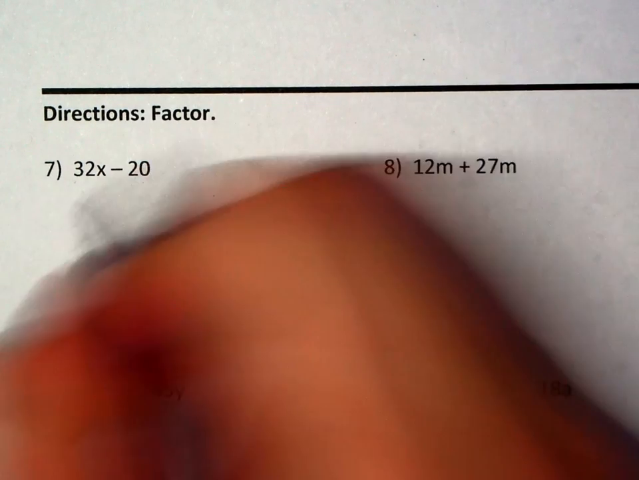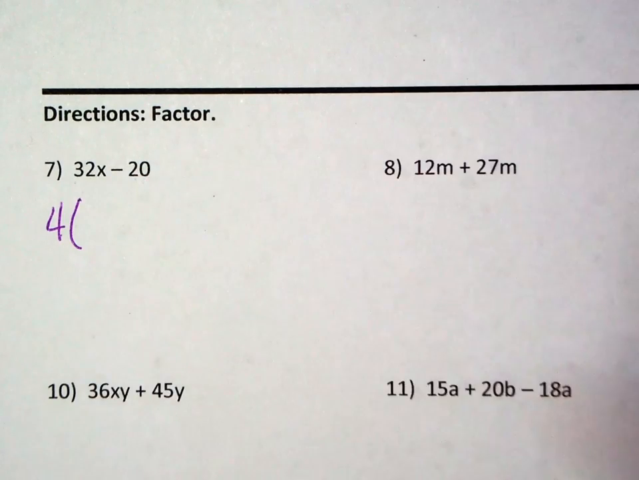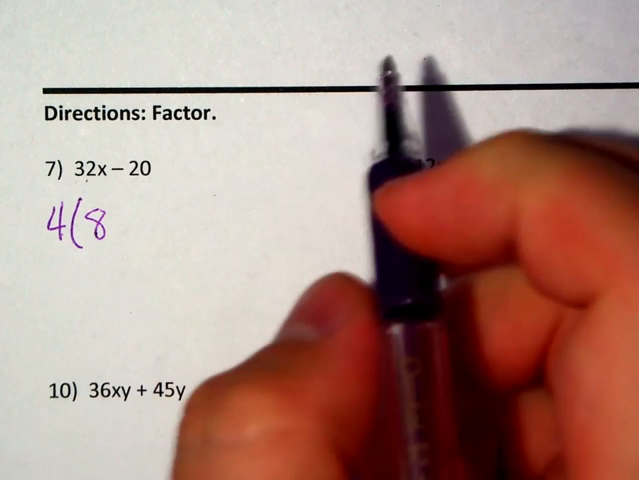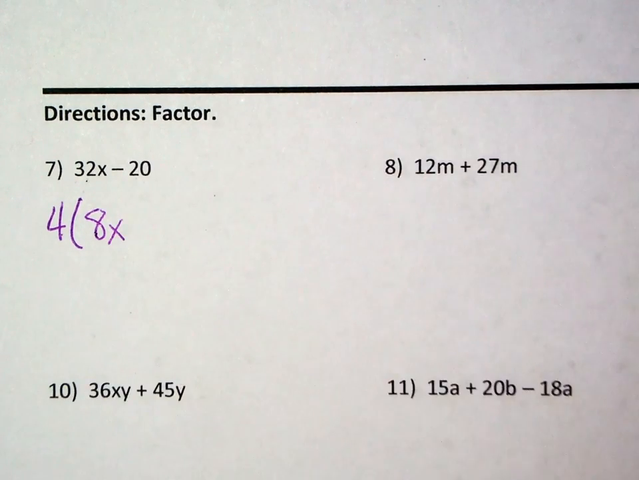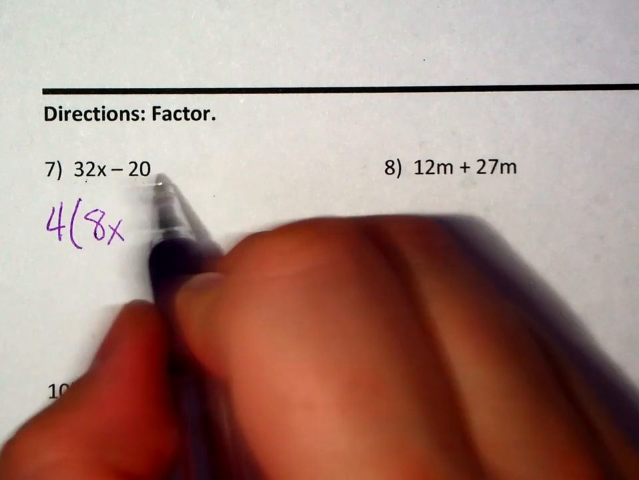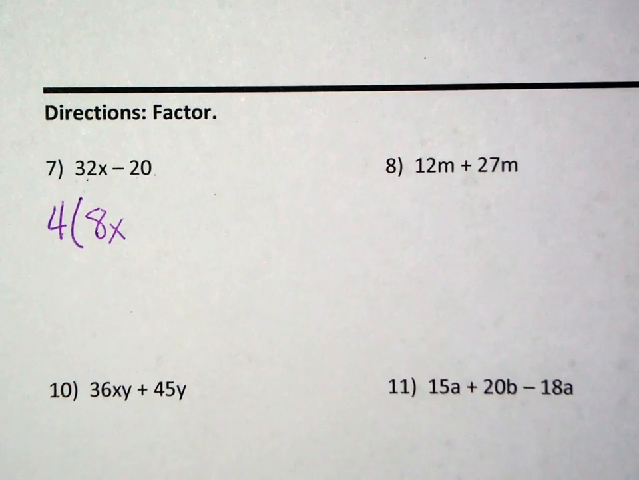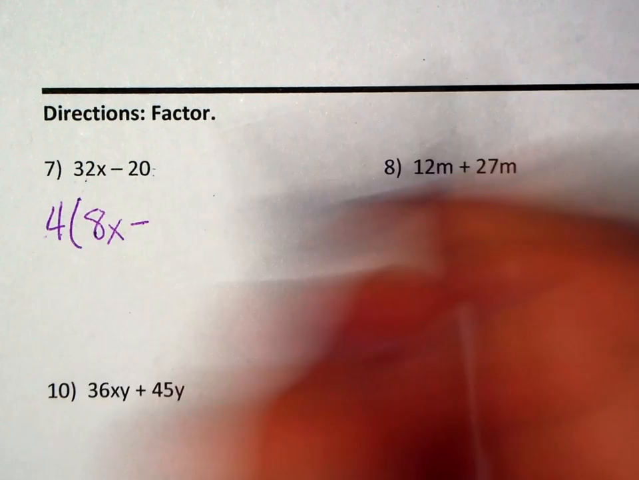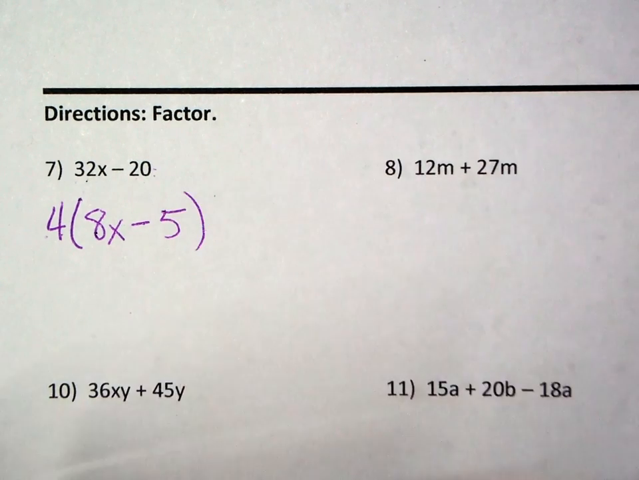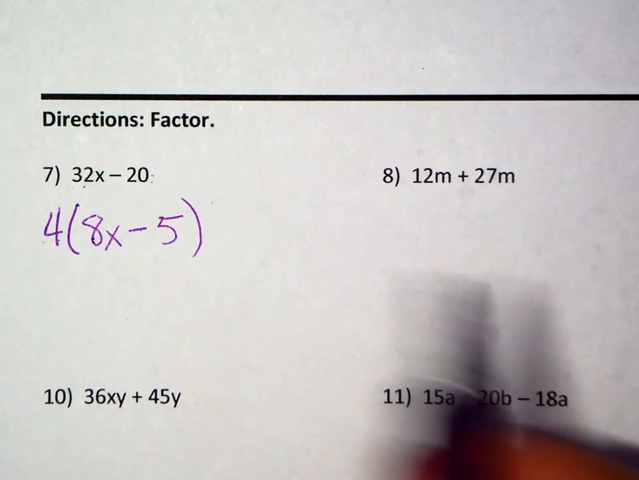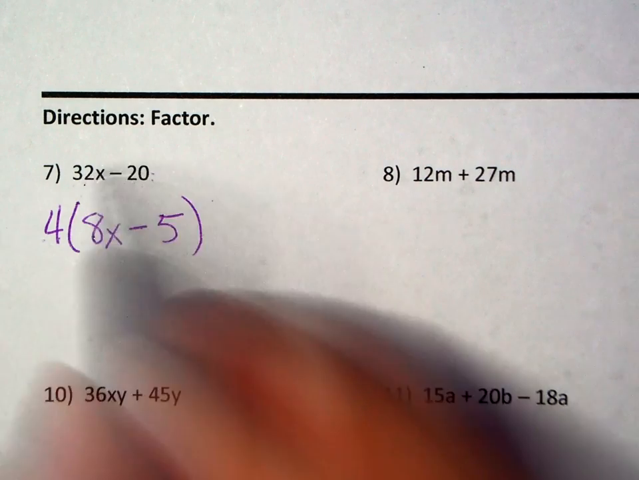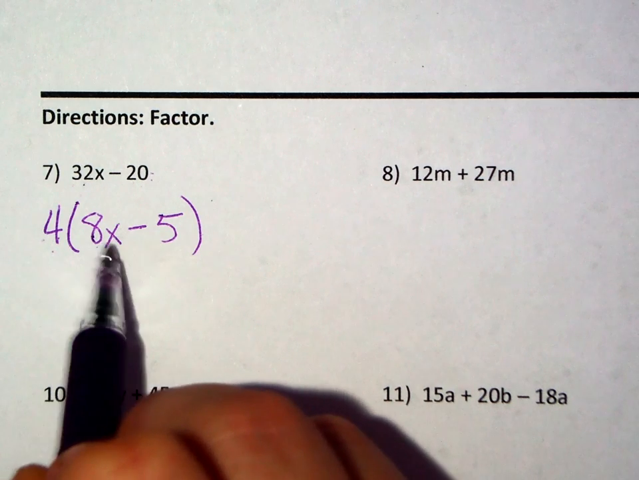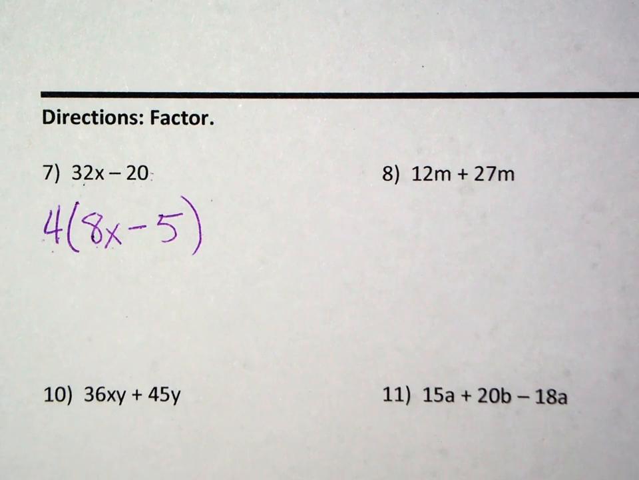So I would ask myself, how many times does 4 go into 32? That would be 8. Keep the x because I didn't have a factor of x on my other term in the expression, so I could not factor out an x. Minus, well, 4 goes into 20 5 times. So when I factor this expression, I will be left with 4 times the difference of 8x minus 5 in parentheses.